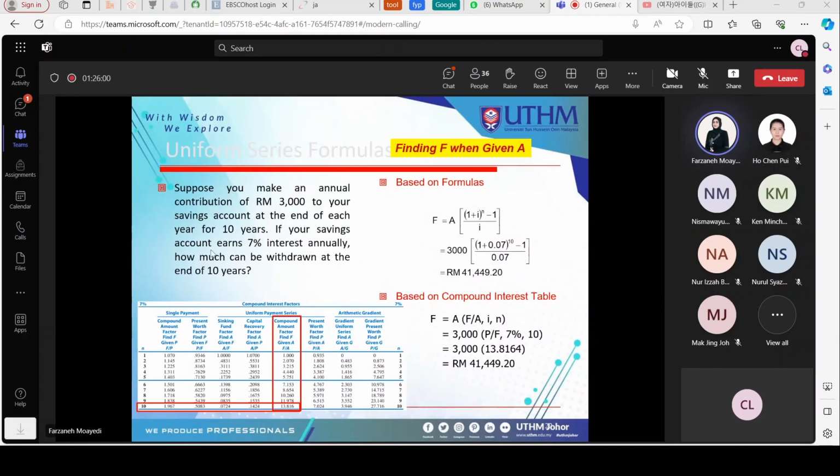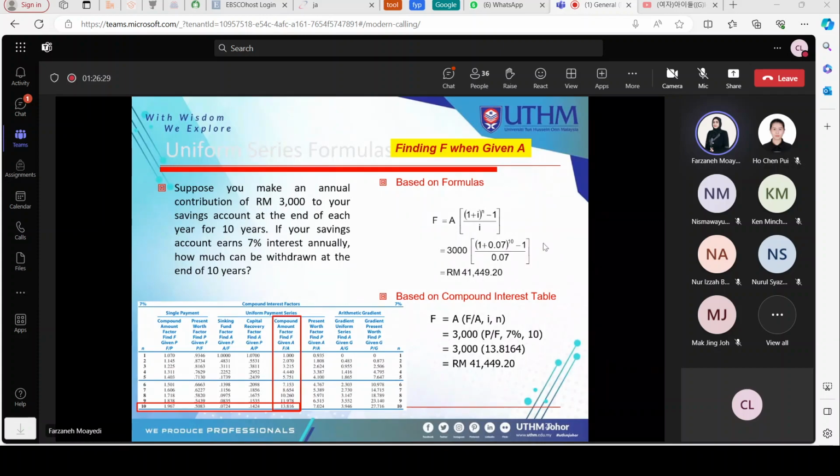If your savings account earns 7% interest annually, so it means that i equals 7%, how much can be withdrawn at the end of 10 years? So you want to know how much you can have after 10 years, if each single year you are saving 3,000 for 10 years, and your account is earning 7% interest.